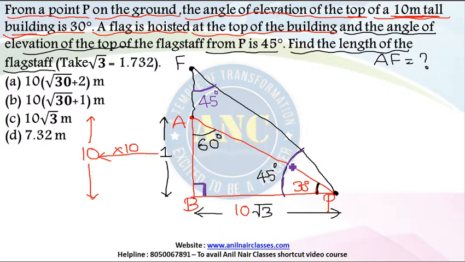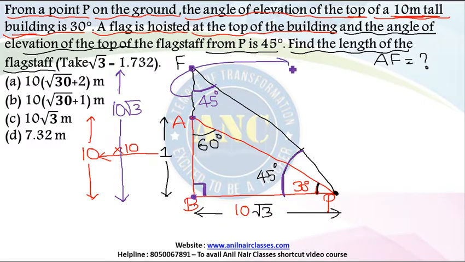That means the opposite side of angle P, which is also 45 degrees, that entire side should also be 10 root 3. That means the FB value is 10 root 3. FB value totally from here to here, it is 10 root 3. From A to B, it is 10.